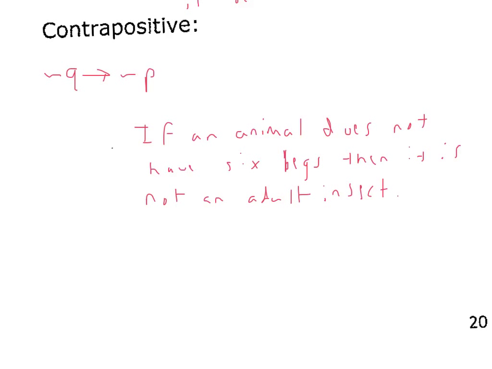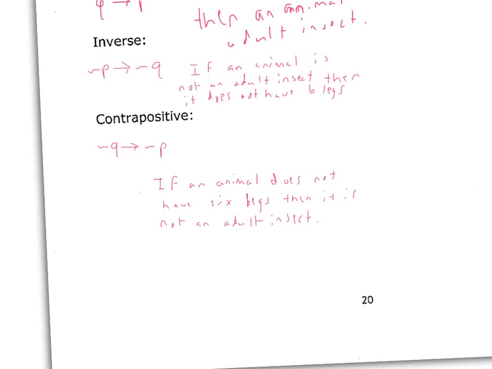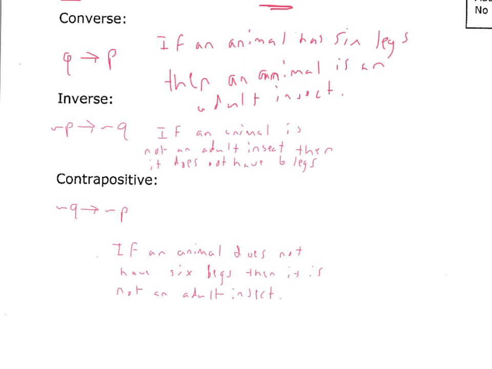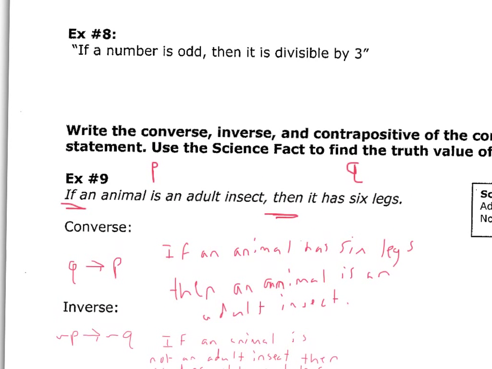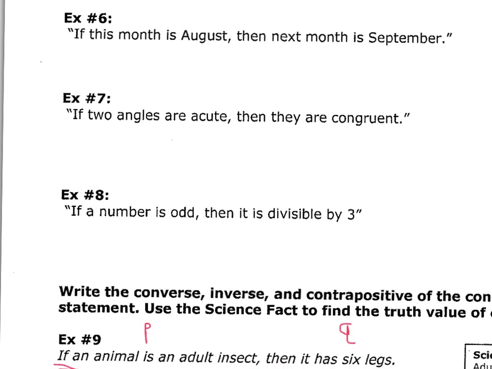Okay, so we need to take our time familiarizing ourselves with contrapositives, inverses, and converses. Make sure you know which part goes with P, the if statement, and which part goes with Q, the then statement. And go ahead and familiarize yourself with that, and then fill out your Google form and finish your homework.